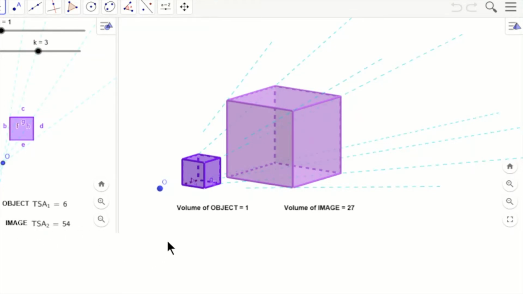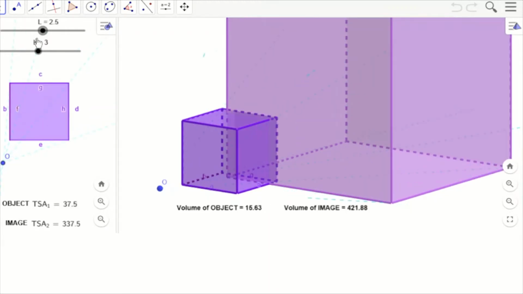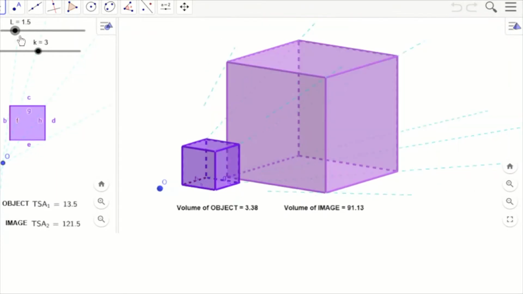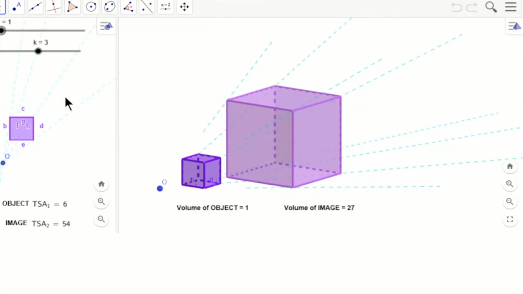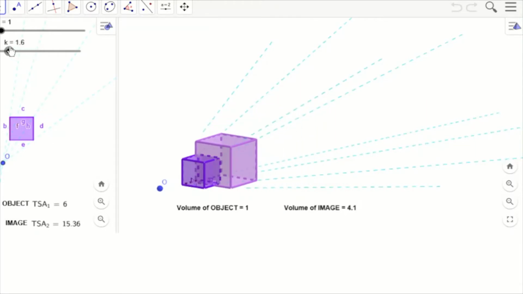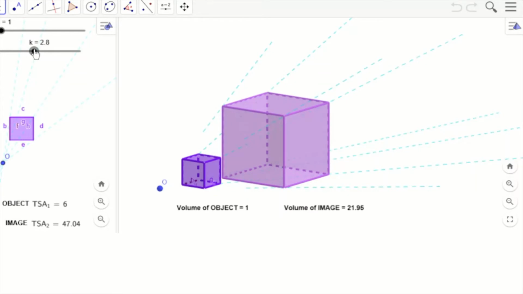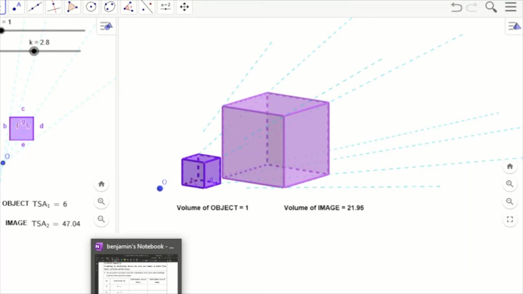So we'll adjust the length of the cube. The length of the cube is L, and as you observe, when I adjust the length, the size of the cube changes, and the K is the scale factor of enlargement. And you observe that when I adjust the scale factor of enlargement, the size of the image also changes. So let's move on to activity 3 and adjust our sliders according to the descriptions in the table.